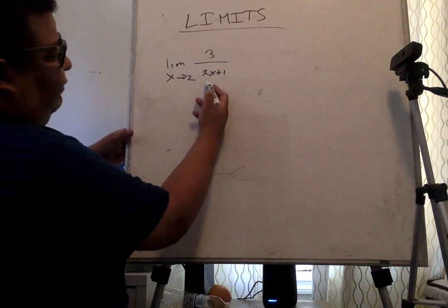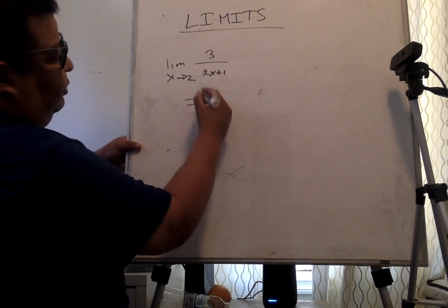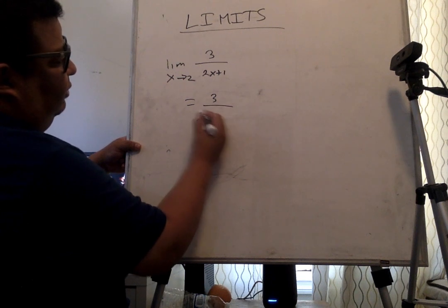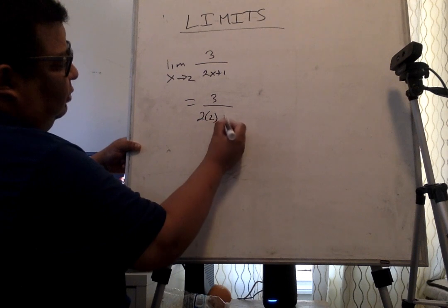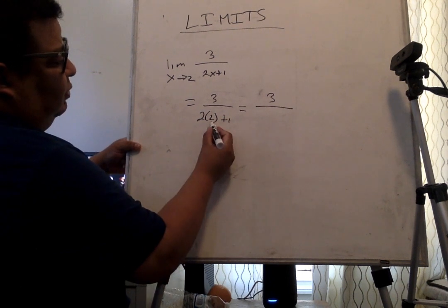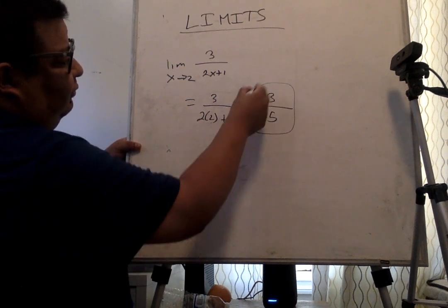But in this case, if I plug in 2 into the function, that will give me the limit. So let's look at it. If I get a 0 on the denominator? So 2 times 2 plus 1, 2 times 2, 4 plus 1, is 5. So the answer is 3 over 5.